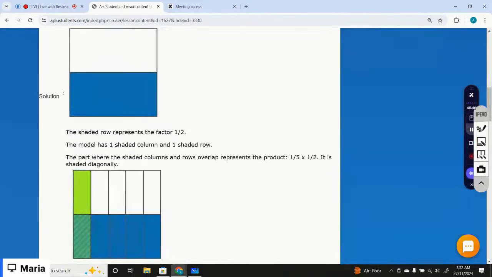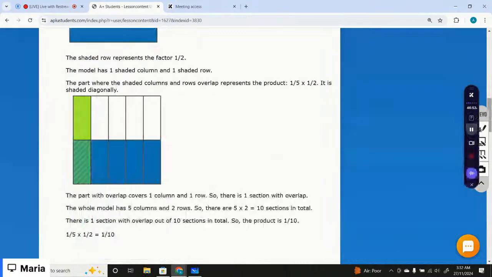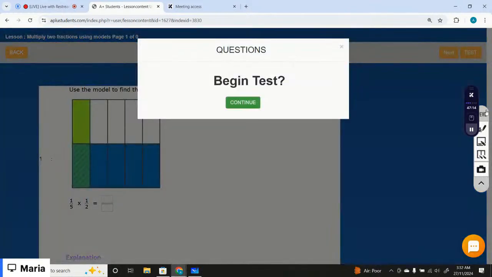The part where the shaded columns and rows overlap represents 1 by 5 times 1 by 2. So only one square represents the overlap, right? Out of 10. So that means that is 1 over 10. That is 1 over 10. Let's just start with the test questions.